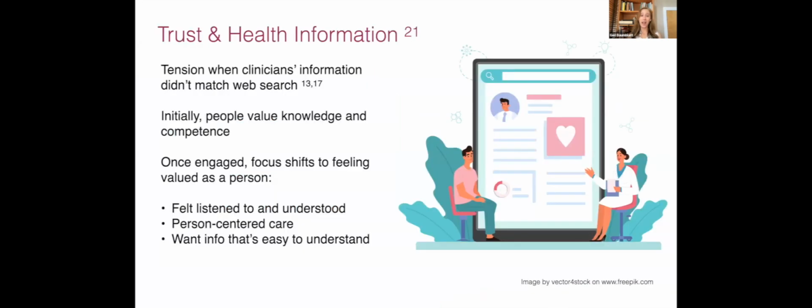And so when we look at how this plays out in health information, we get back to that challenge where there can really be tension when the information a clinician is giving you doesn't match what you found in a web search. The other interesting finding is that initially, people really value knowledge and competence. First, they want to find out, do I think you know what you're talking about? So that big health search can undermine that if there's not agreement with what the clinician is saying. But then once people are engaged and they've decided, okay, this clinician knows their stuff, the focus really shifts to feeling valued as a person, and that warmth component. So do I feel listened to and understood? Am I getting person-centered care? And am I being given information that I can understand?